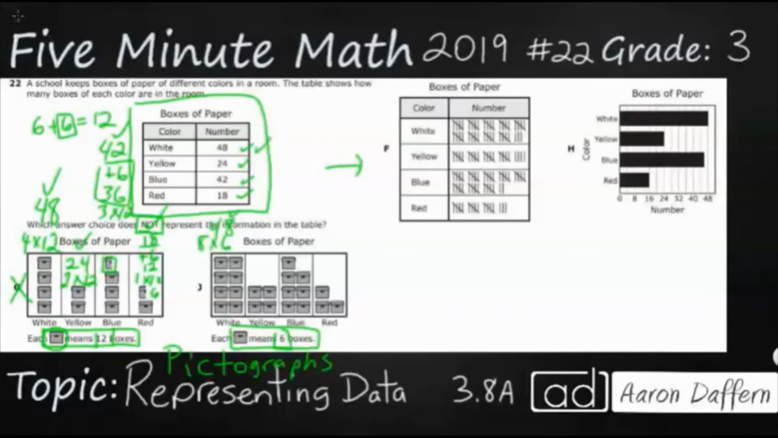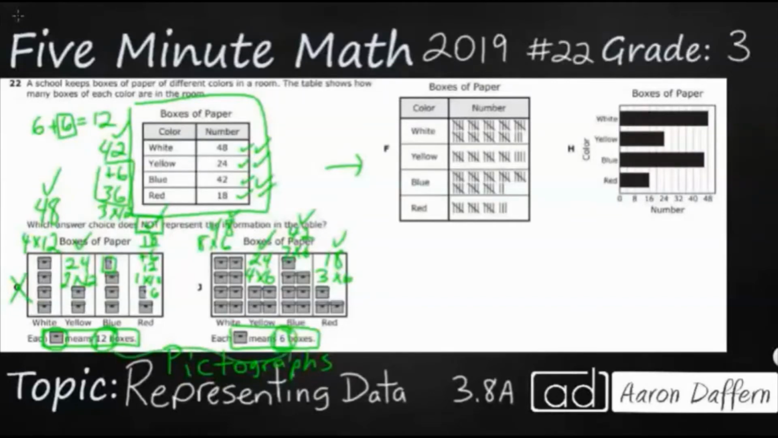1, 2, 3, 4. 4 times 6. That's going to be 24. That also works. Let's see, 1, 2, 3, 4, 5, 6, 7. 7 groups of 6. That's 42. That works. Maybe this one will work. 1, 2, 3. 3 times 6. That's 18. So look at these. Both of these pictographs work, and they look completely different. So I was wrong in my guess, and it's because our keys are different.